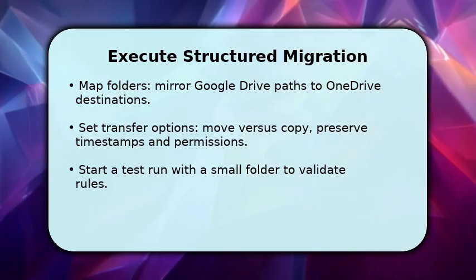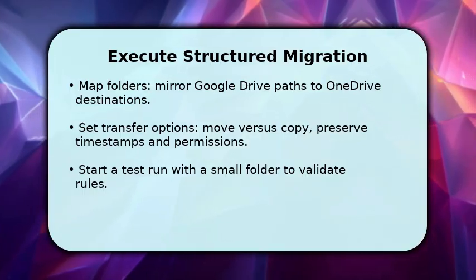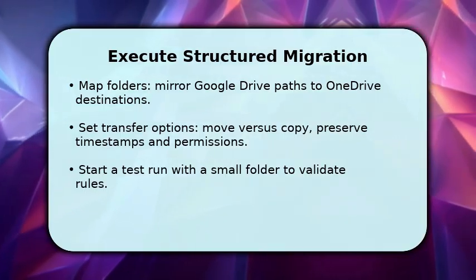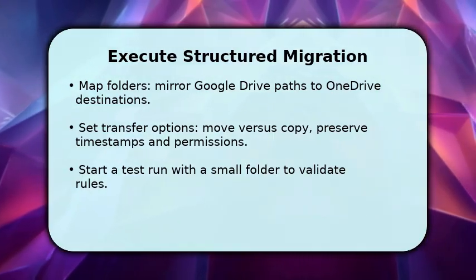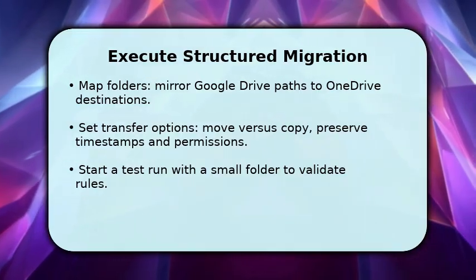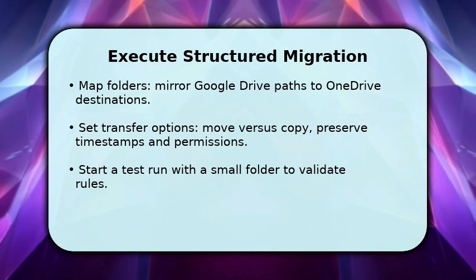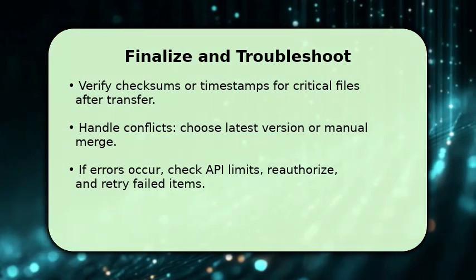If you use rClone, build a filter file to include or exclude patterns, then run a dry run to inspect changes. Once the test folder copies cleanly, scale to larger folders and schedule batches to avoid throttling or local bandwidth spikes during business hours. Finish by verifying critical documents using timestamps or checksums to confirm integrity.